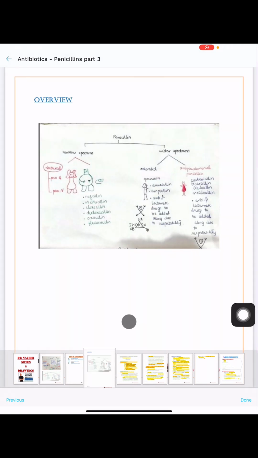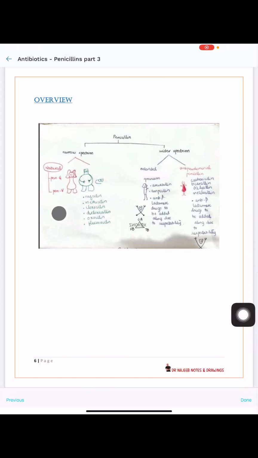Here we can see the overview, narrow spectrum and the wide spectrum. Narrow spectrum natural ones are penicillin G and penicillin V. Next is the anti-staphylococcal: nafcillin, methicillin, cloxacillin, dicloxacillin and flucloxacillin. Then wide spectrum are extended and anti-pseudomonal penicillin. In the extended we see only two, amoxicillin and ampicillin. Amoxicillin is very well absorbed in the GIT, and ampicillin is poorly absorbed in the GIT.